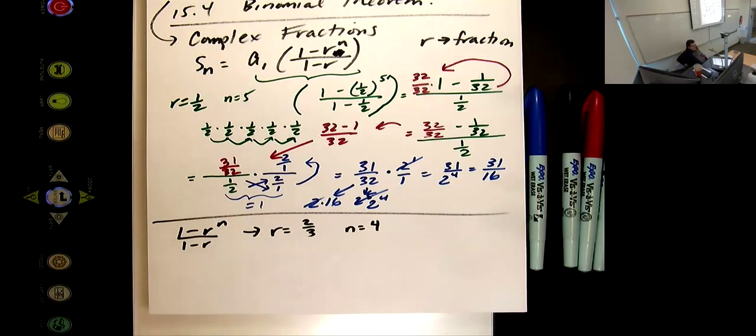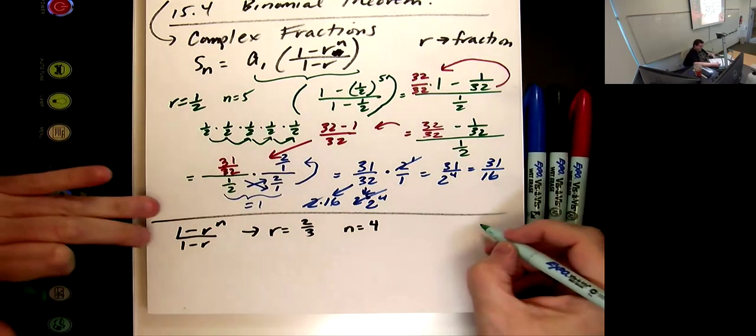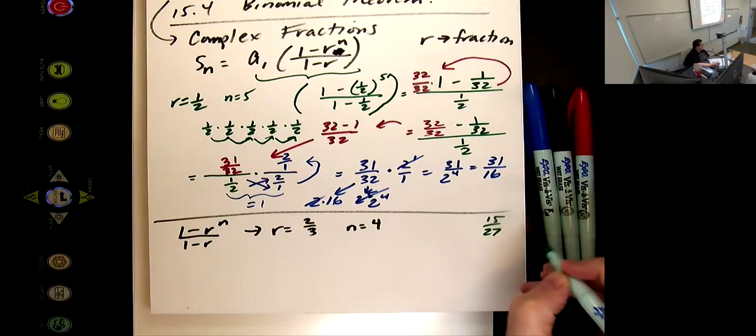Did everyone do this? What'd you get? 15 over 27. Let's find out. That doesn't sound reduced, but let's check it out. Did you get that? You didn't do it, you've been talking the whole time. I've been talking.